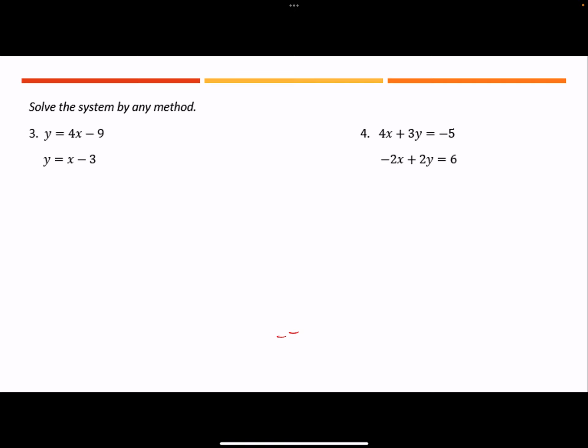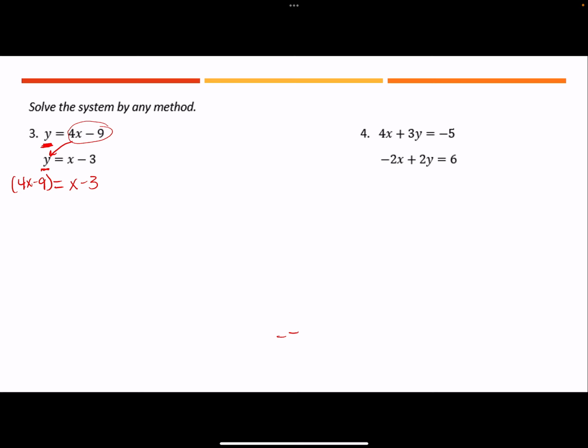I noticed in number 3 that y is by itself. Actually, y is by itself in both equations. But I'm just going to start with the top equation. So in the top equation, y is equal to 4x minus 9. So that whole thing, 4x minus 9, can go in for y in the other equation. So in the other equation, I'm plugging in 4x minus 9 for y equals, and then I keep the rest of the equation the same, x minus 3.